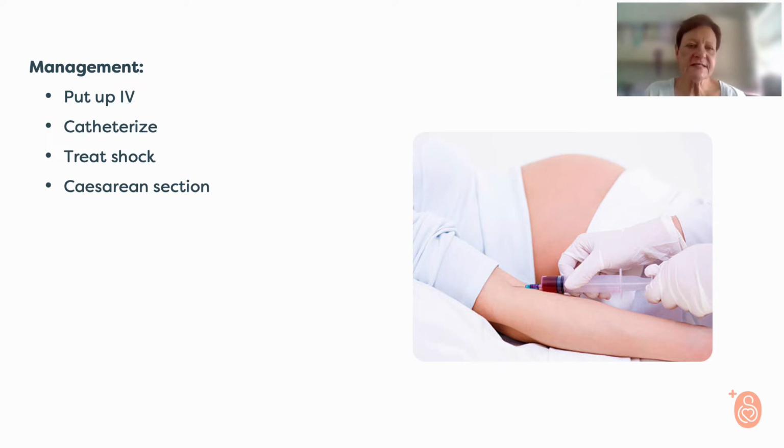Management is basically the same management as what we've done now several times, with management of a patient in shock and a patient that bleeds a lot. Put up an IV, two IV lines, catheterize the patient, treat the shock, and if the rupture has happened during the first and second stage of labor, do a cesarean section and get the baby out as quickly as possible, because the prognosis of the fetus is also, especially if there's a lot of bleeding, quite bad.